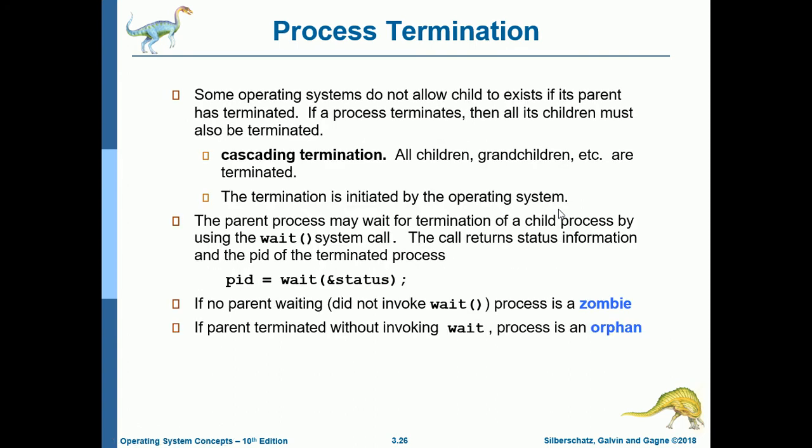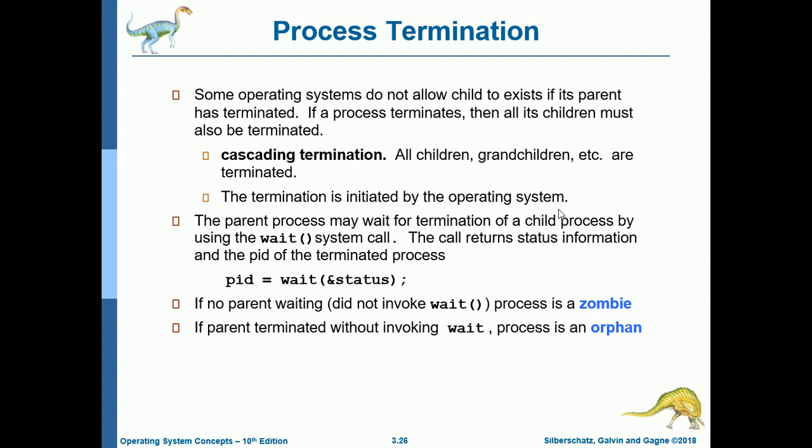Some operating systems do not allow a child to exist if its parent has terminated. So, for example, in our demonstration, it's impossible for the parent to terminate if the child is still existing. Before the parent terminates, the child must be executed or terminated. If a process terminates, then all of its children must also be terminated, of course. So we have cascading termination: all children, grandchildren, if ever there are any, are terminated. The termination is initiated by the operating system.